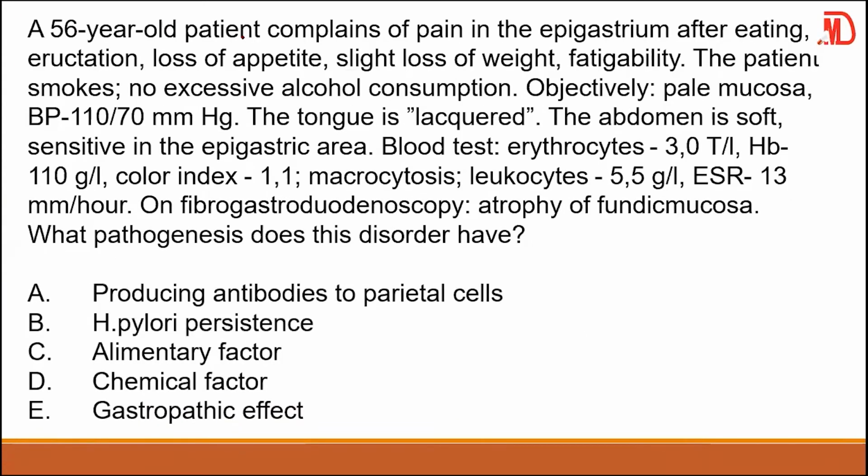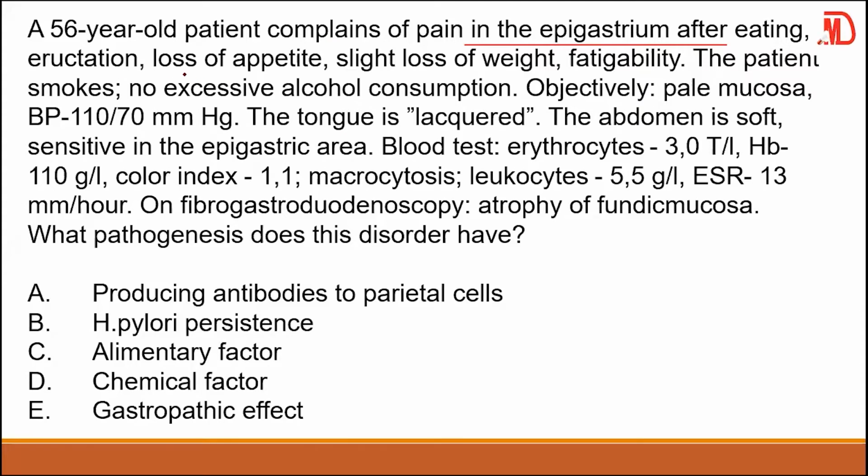A 56-year-old patient complains of pain in the epigastrium after eating. Pain in the epigastrium after eating. What comes to your mind? Even before I continue, what comes to your mind? Who can tell me? Ulcer. Ulcer, exactly. Thank you.